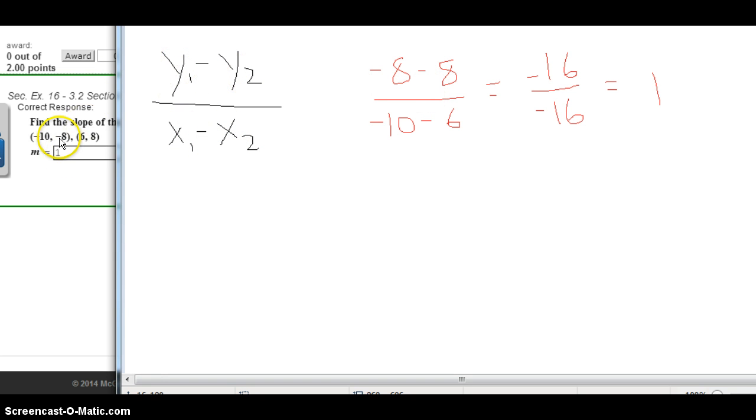So the first y value is a -8. And you subtract the second y value, so -8 minus 8, -16. And on bottom, how far apart are these points horizontally? So you take the first x value and subtract the second x value, and you also get a -16, and that'll reduce to 1. So the slope of a line between those 2 points is 1.